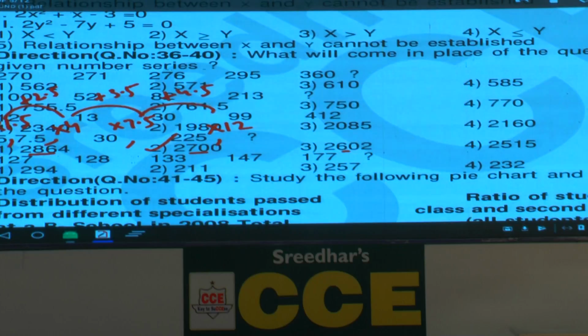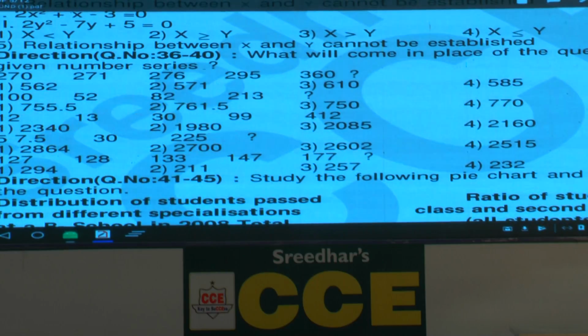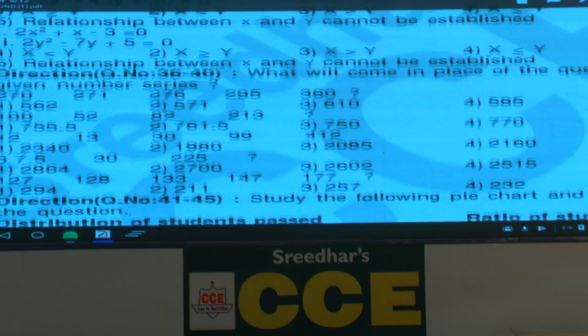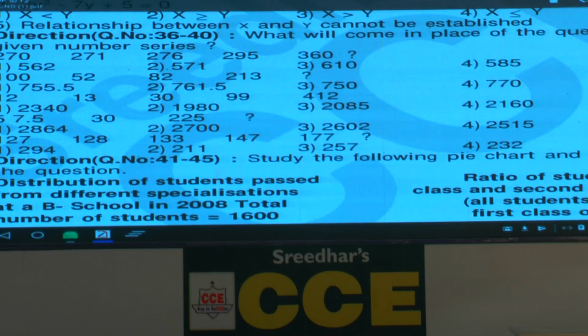Then next one. Question number 40, 127, 128. As the numbers are increasing at a very small rate, it must be under difference. Tell me what is the difference between these two? 1. Next difference, 128 and 33 will be 5. 33 and 47, the difference between these two is 14. And 47 and 77, the difference between these two is 30. 1, 5, 14, 30, then what should be the next one? Tell me what is the difference here?